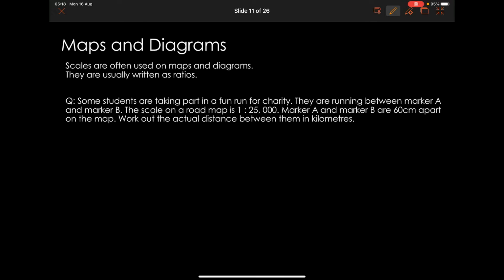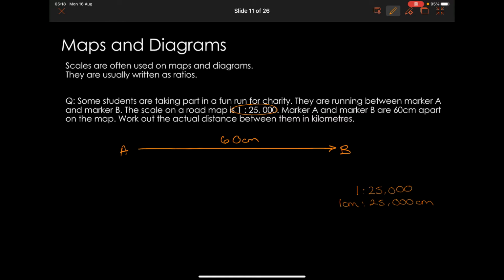Okay, so what I would do here is I would actually draw a little bit of a diagram for myself. So it's telling me that they're going from marker A to marker B, and that is 60 centimetres. Okay, now it then tells me that the conversion rate is 1 to 25,000. And what you need to assume that means is that for every 1 centimetre on the diagram, it's 25,000 centimetres in real life. Okay, so we need to do, again, you could use your conversion for this as well.